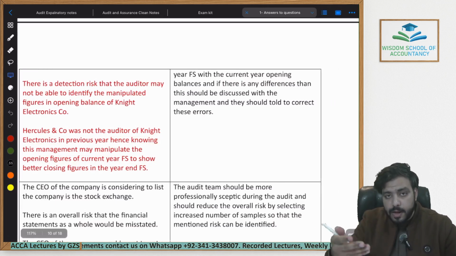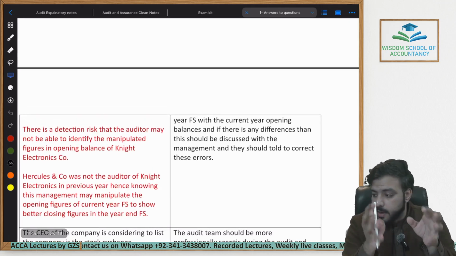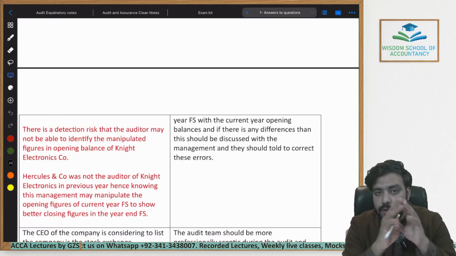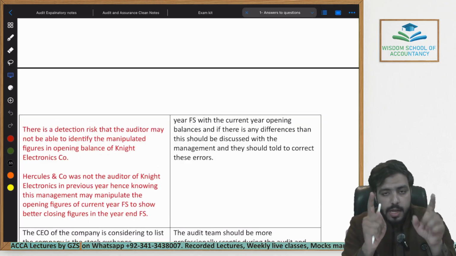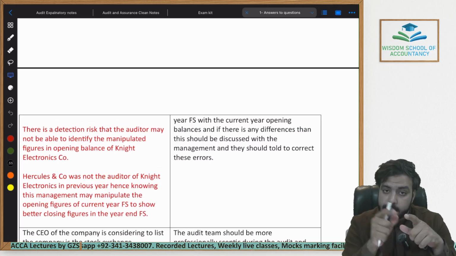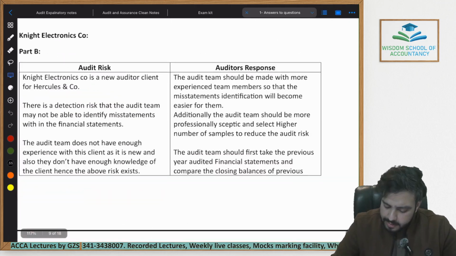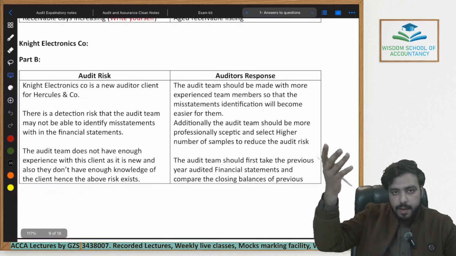And what is the appropriate response in this case? I told you, the response to check the opening balances within the current year financial statements has been and will always be: an audit team should take the previous year audited financial statements, the finalized financial statements, and should compare the closing balances within the previous year financial statements with the current year financial statements opening balances.